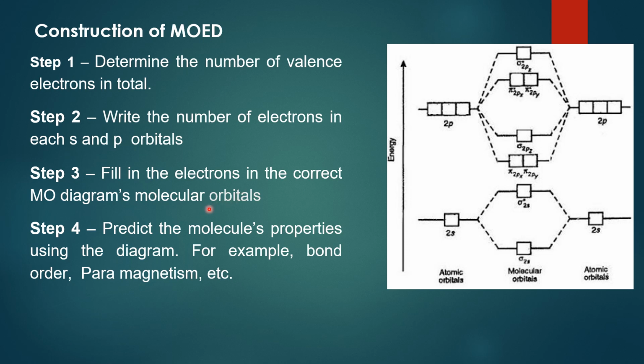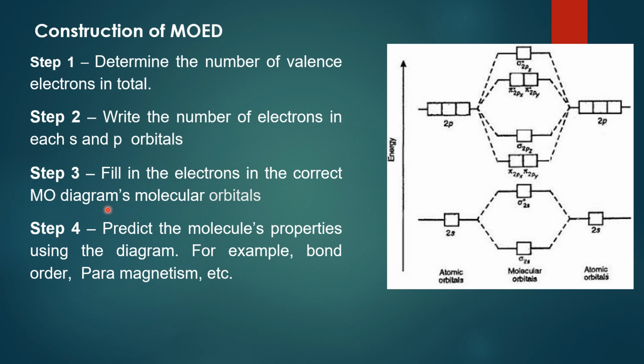By using that formula, we can calculate the bond order of certain species. If Nb is greater than Na, then only the molecule will be stable. Otherwise, it is unstable. We know that bond order is always inversely proportional to the bond length. The next thing is finding the magnetic property.